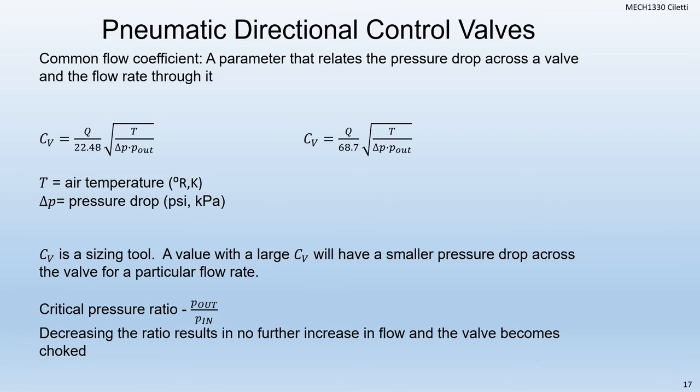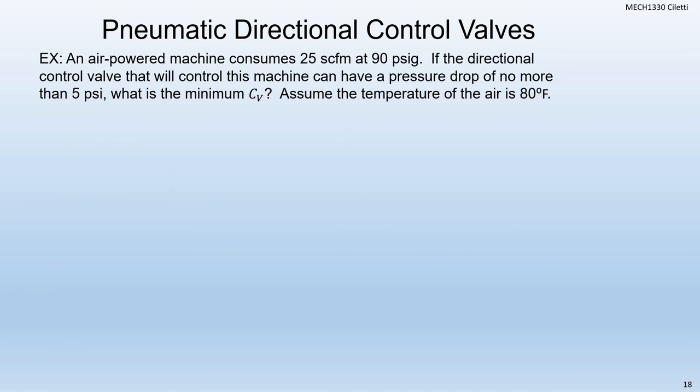A valve with a large flow coefficient will have a smaller pressure drop across the valve for particular flow rates. Our critical pressure ratio is always output over input. If we decrease that ratio and there's no further increase in flow, the valve becomes choked. All right, so let's do a couple of examples real quick.